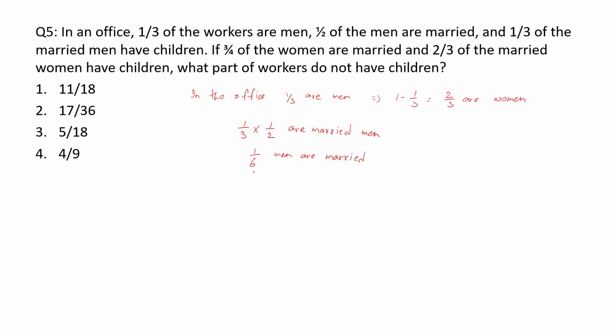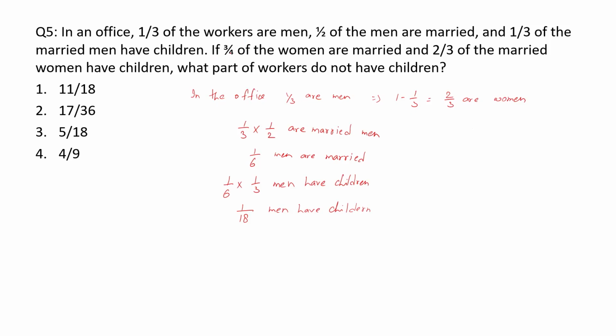So, married men are this much. 1/3 of 1/6 have children. That means 1/18 men have children. So that's all. Now let's go back to women.